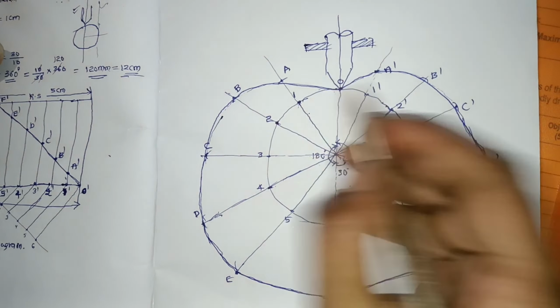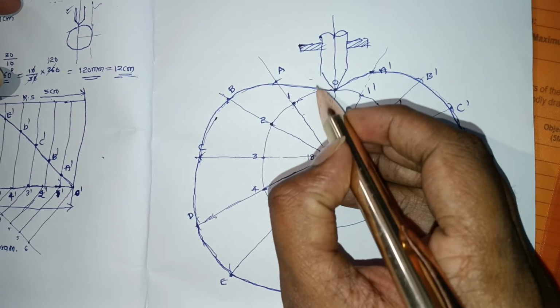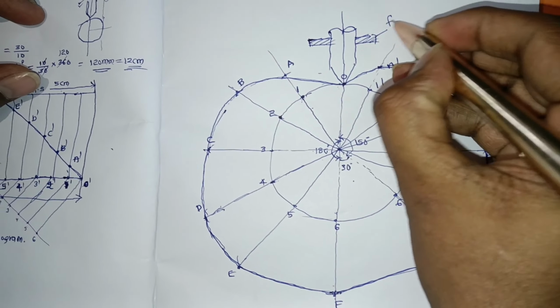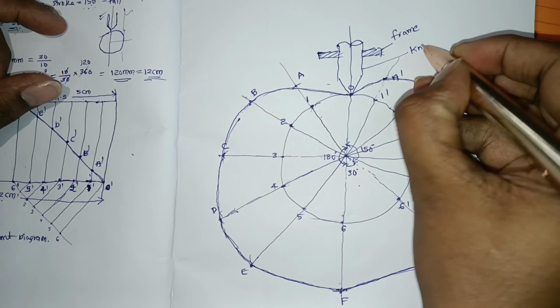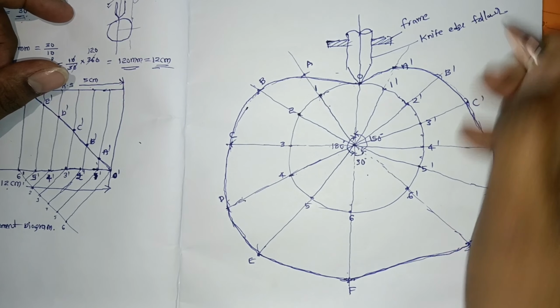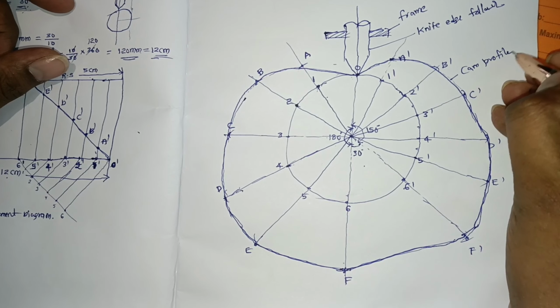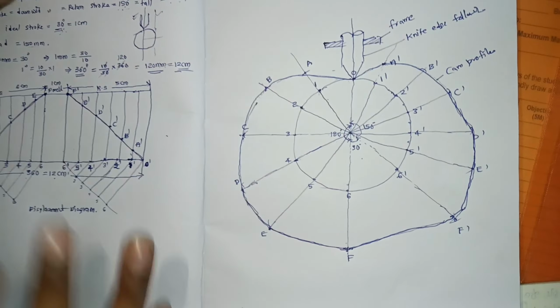That's it. If it is a flat face follower, you will get a rectangle here. If it is a roller follower, you will get some roller diameter here, that is a circle. This is some frame. This is the knife edge follower. This is the cam profile. Okay, that's it. This is the cam profile. This is the displacement diagram.